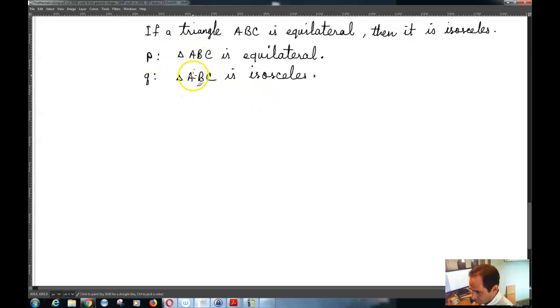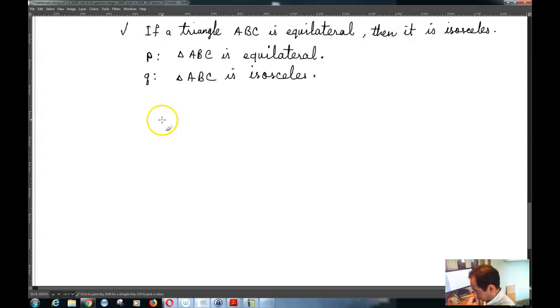So these are the component statements of this compound statement, and of course, if a triangle is an equilateral triangle, then it is of course an isosceles triangle. So this statement is of course true.